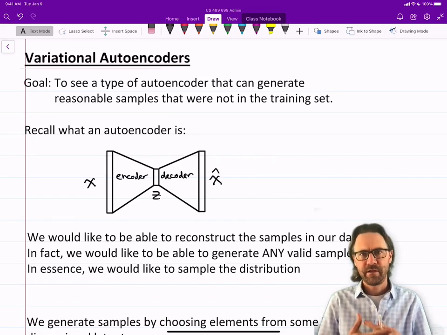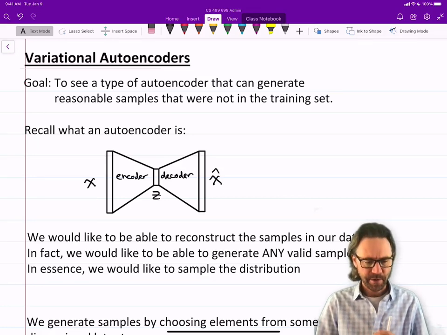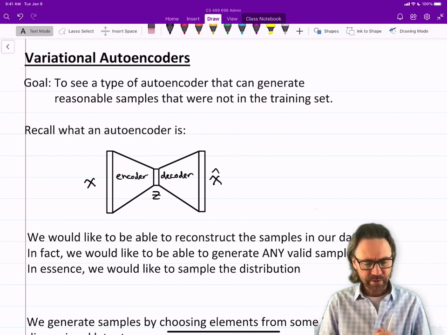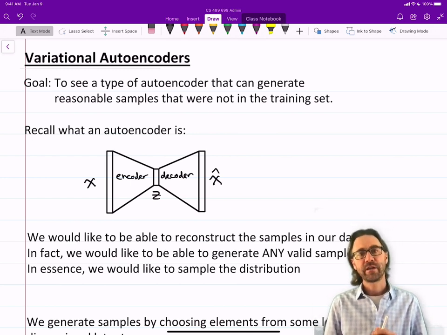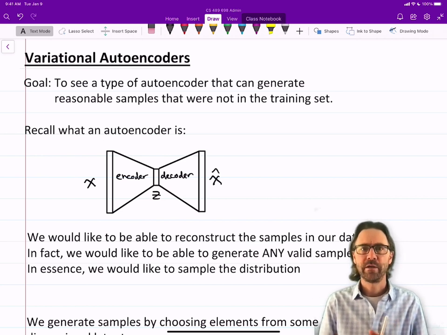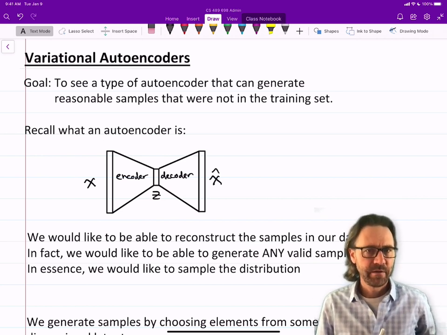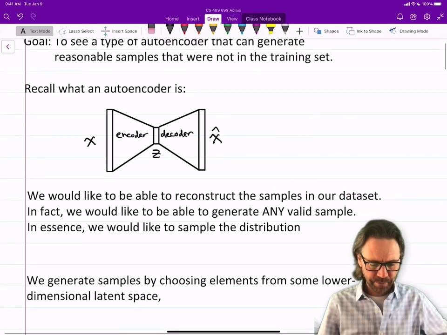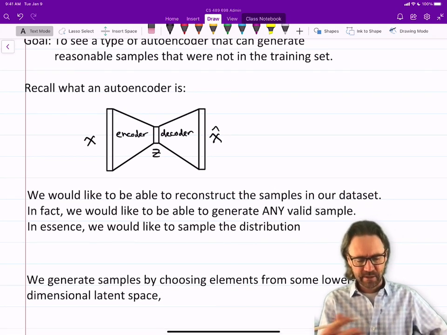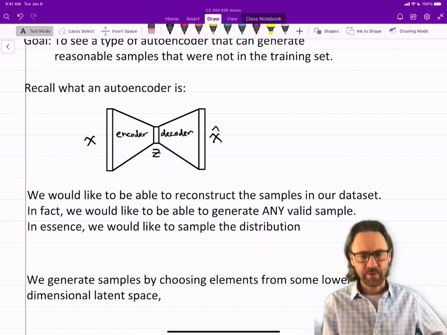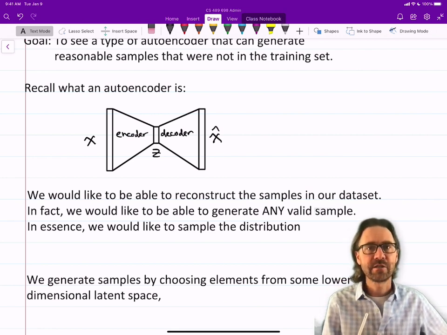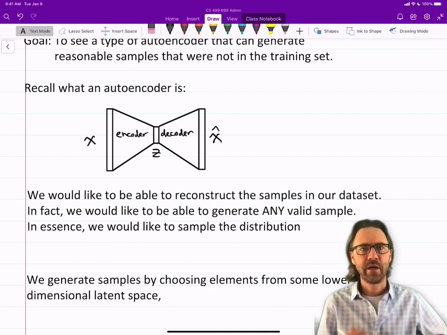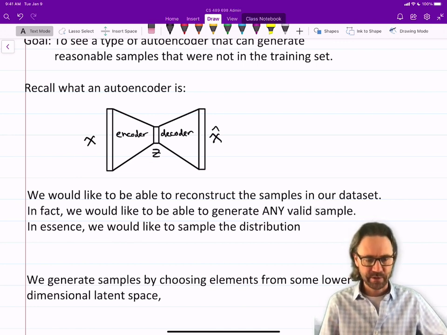Okay, today's video is going to be about variational autoencoders. You might have heard of these before. So the goal is to see a type of autoencoder that can generate reasonable samples that it was not trained on. So recall what an autoencoder looks like. We have this input X, and we run it through this encoder network to some lower dimensional latent space. And then we have a decoder on the other side which reconstructs an approximation of our input.